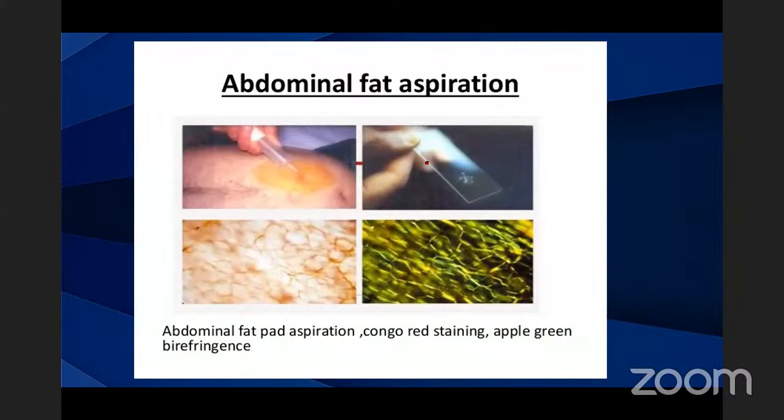As we have just seen, for diagnosis of amyloidosis, abdominal fat aspiration is the easiest way to diagnose. This technique is just aspiration. You aspirate it, and around the blood vessel, amyloid is there, and you see it under polarizing microscopy, and you will be able to see the amyloid there. So that's an easier way of diagnosing amyloid.